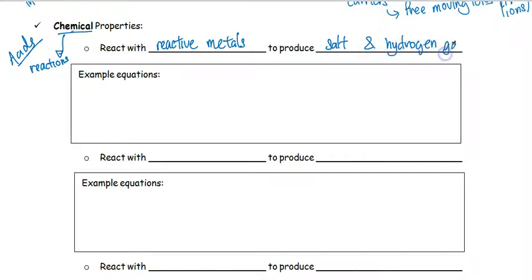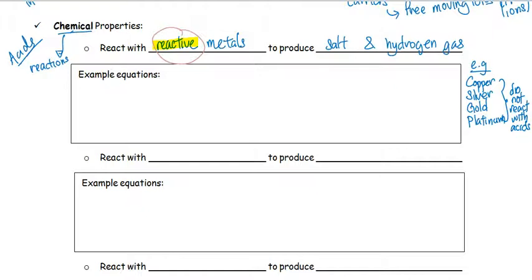Now, why is it important for me to use the word reactive? Because some metals do not react, for example copper, silver, gold, platinum. All of these do not react with your acids. So that's why it's important to use the word reactive here, so that you do not get confused thinking that every single metal reacts with your acids.